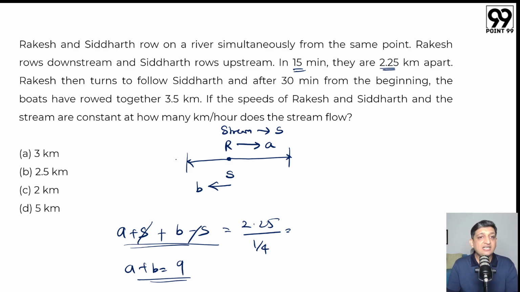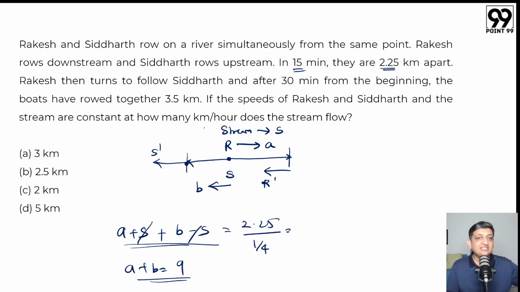Then what happens? Rakesh then turns to follow Siddharth, and after 30 minutes from the beginning, the boats have rowed together 3.5 kilometers. So what happens here is, Rakesh will be here itself, and Rakesh turns to follow Siddharth. So Siddharth is already present here. Now Rakesh starts going towards Siddharth. That is the whole idea. And of course, at some point in time, Siddharth would have reached here, so I'll just put S dash here, and R would have reached some point here. We don't know where, so we'll put R dash here.